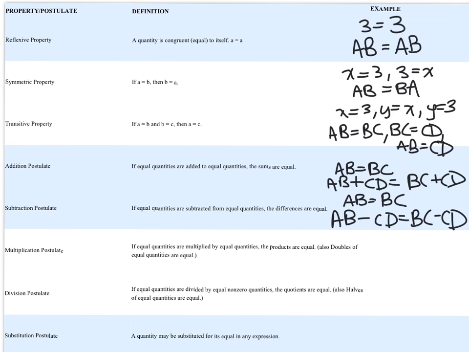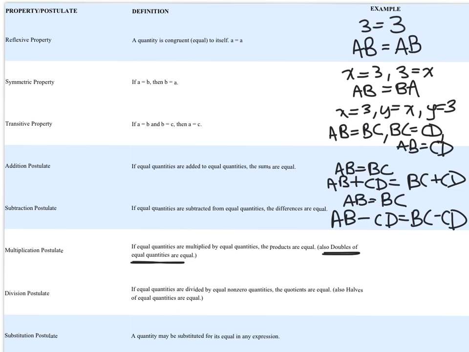Multiplication postulate, again in algebra, if I knew that x equals 3, then 3 times x has to still equal 3 times 3. Even if I multiply both sides, it's still going to be equivalent. It's the same thing for algebra, for geometry. Also, doubles of equal quantities are equal.